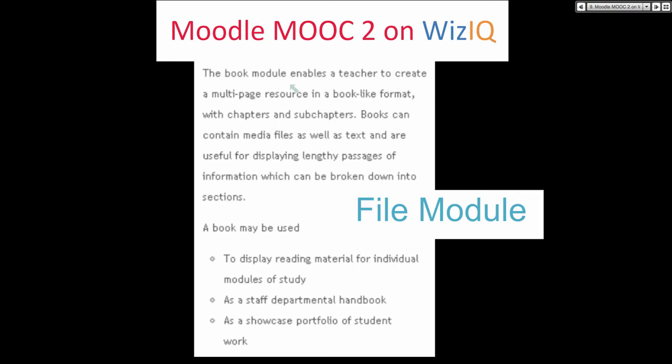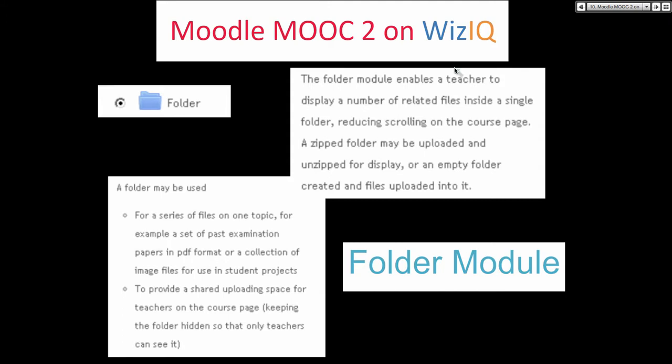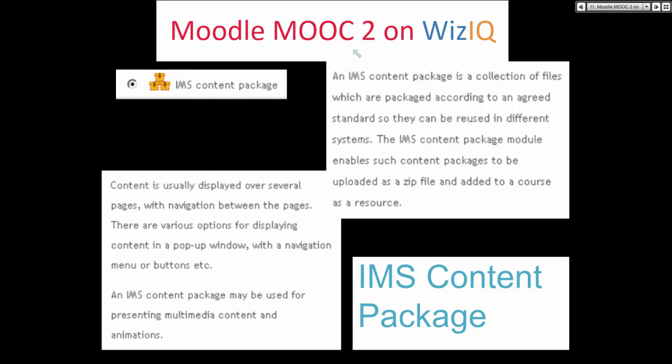So the book module, and you'll get this explanation exactly there on the book module, enables a teacher to create a multi-page resource. It gives you all the explanations and how you go about doing it. Okay, and then there's the folder. This is what it looks like. And the explanations, I'm not going to go over them. The explanations are right there. Okay, and I'll screen share in a minute, so you'll see all the explanations are there. I just used Jing to cut and paste this on the PowerPoint presentation.